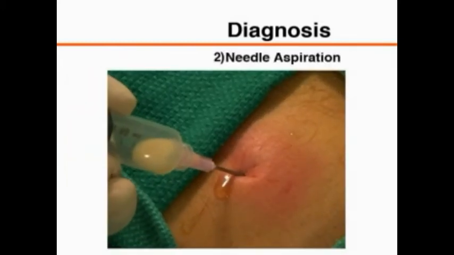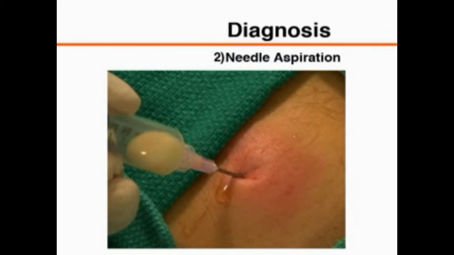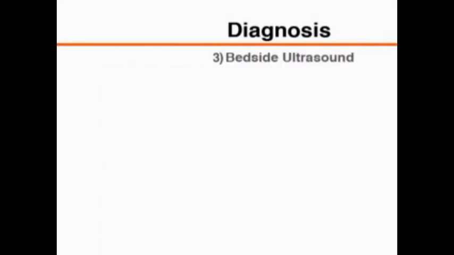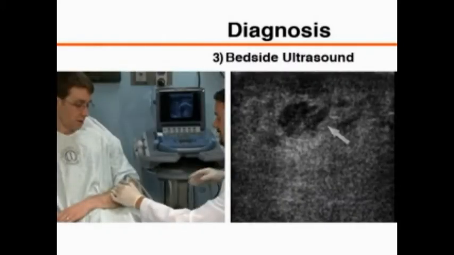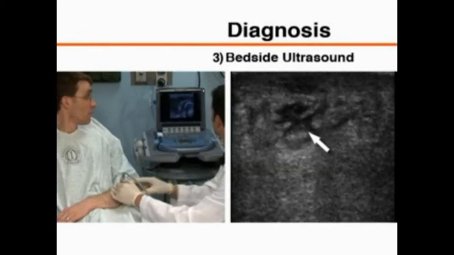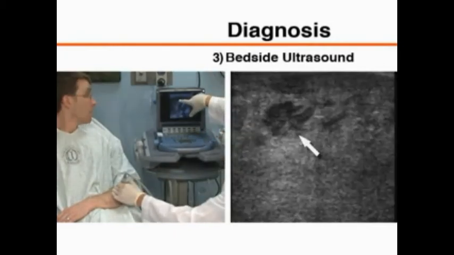Needle aspiration of a suspected skin abscess can assist the clinician in making the diagnosis of a localized abscess when results of physical examination are equivocal. Bedside ultrasound is a valuable adjunctive tool for identification of localized areas of fluid under the skin that may represent isolated areas of infection.